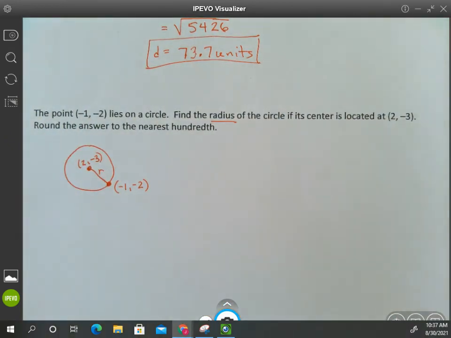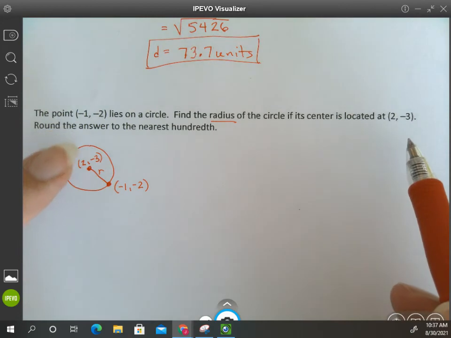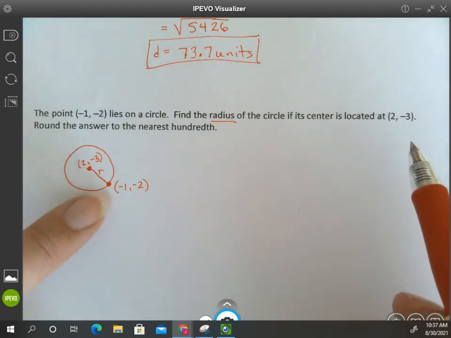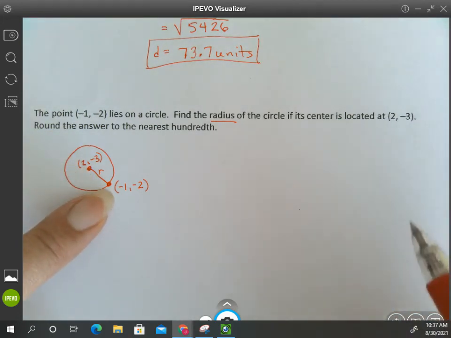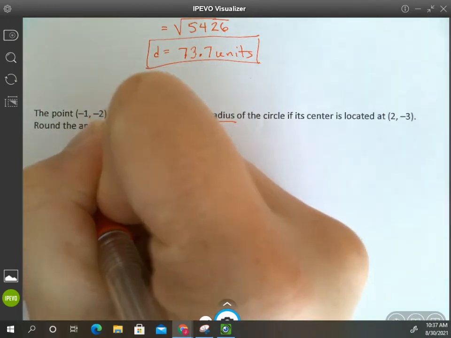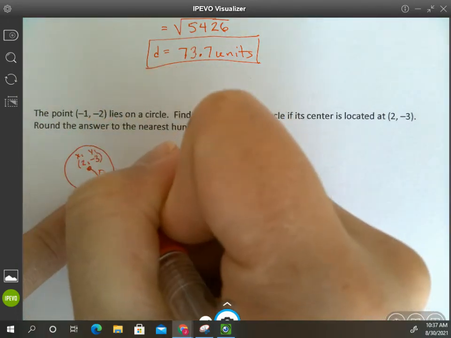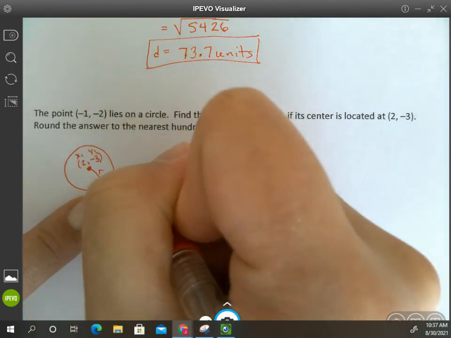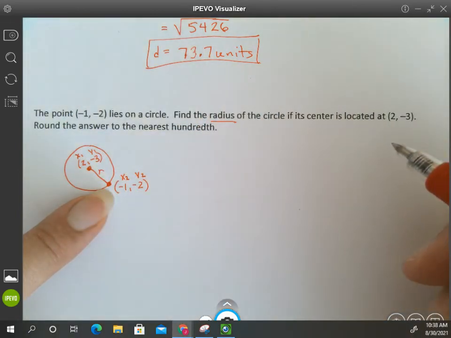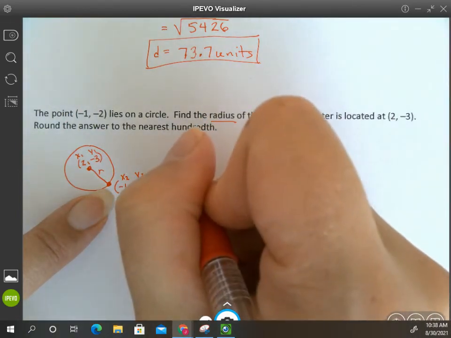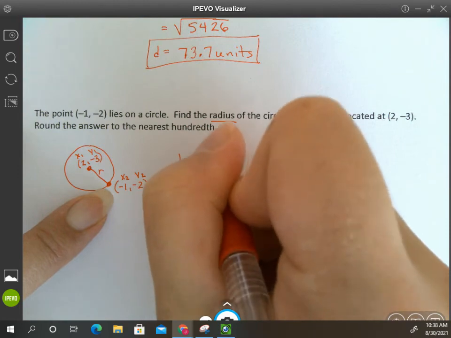So basically, guys, we are finding the distance between these 2 points, the given center to the outside. I'm going to label this as x1, y1. It doesn't really matter. x2, y2. We will get the same outcome, even if you labeled them differently. Let's template it.